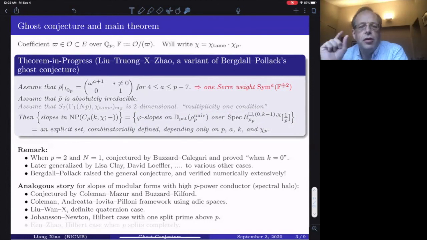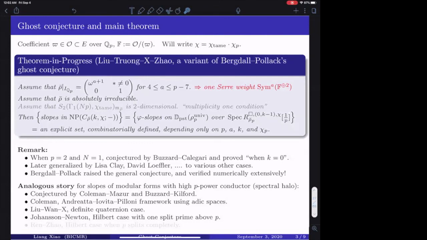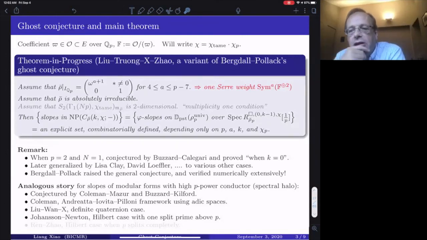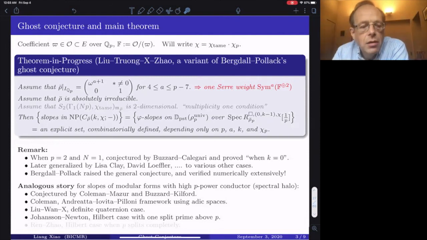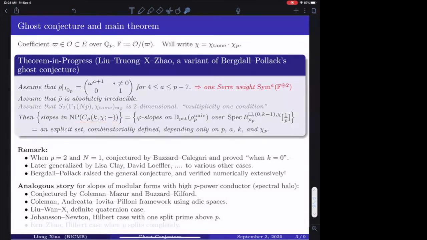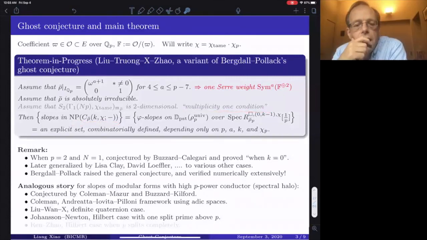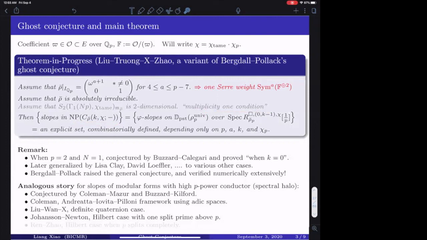So I'm still confused. If there are two different forms that are congruent to your rho bar, do you have a theorem or not? Not yet. But you hope to get the same theorem? And the statement would be the same if you did get a theorem. The slopes will be precisely given by the set, and if you take the Newton polygon of the thing without the multiplicity one, it will be the slope of the ghost series stretched out by whatever the multiplicity is. Thank you.